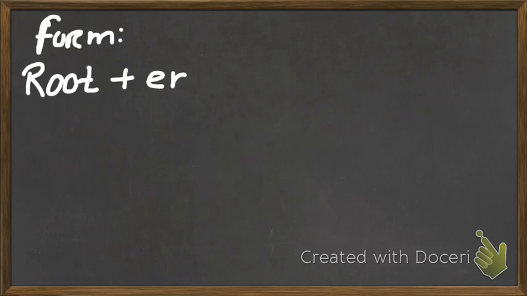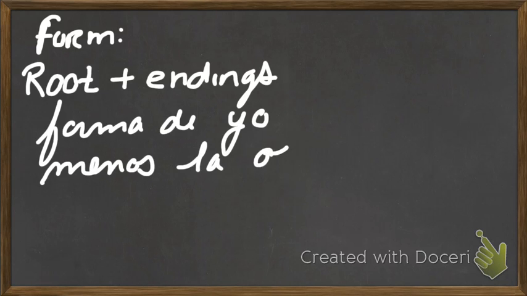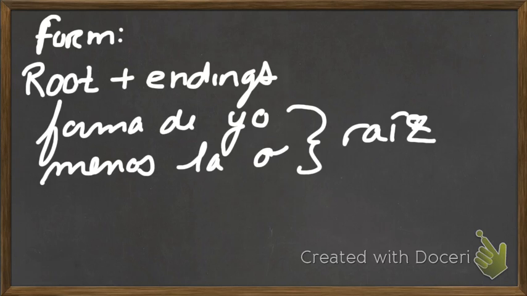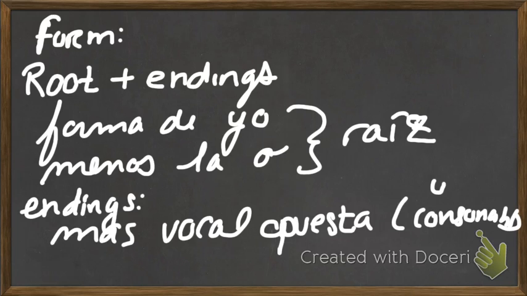Okay, so, ¿cómo formarlo? Para formar el presente del subjuntivo, necesitamos siempre raíz más las terminaciones. Raíz del subjuntivo, forma de yo, menos la o, más vocal opuesta. So this is the raíz. Subjuntivo. And your terminaciones más vocal opuesta. And consonants sometimes. Los de siempre. So, forma de yo, menos la o, más vocal opuesta.